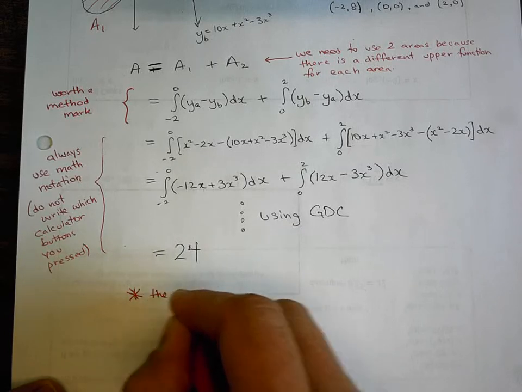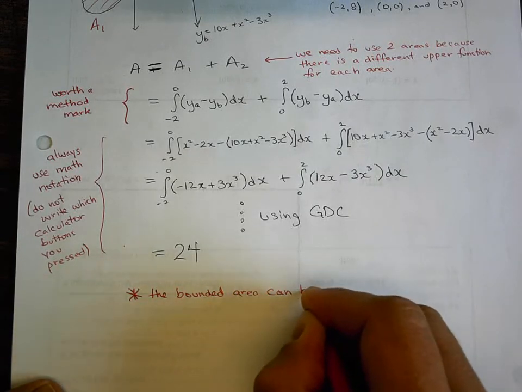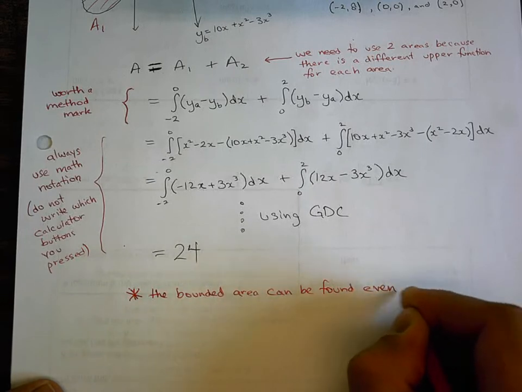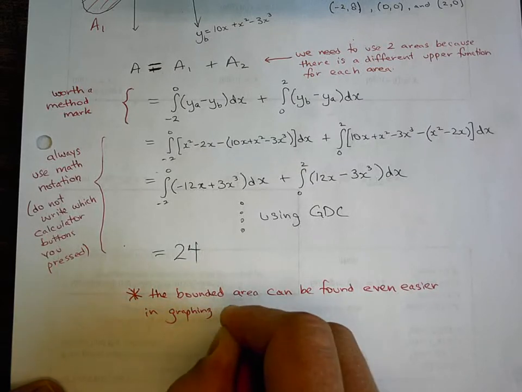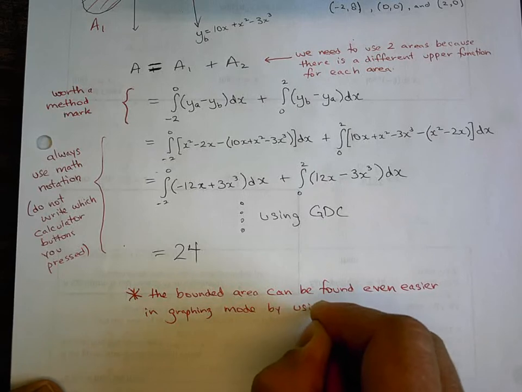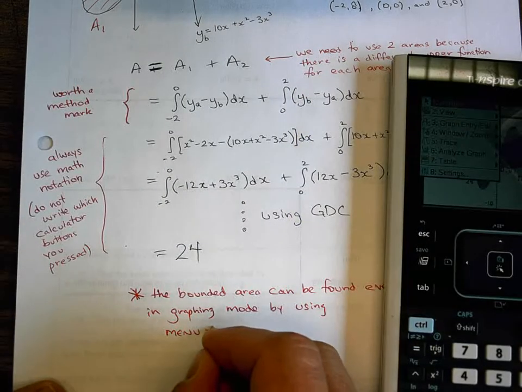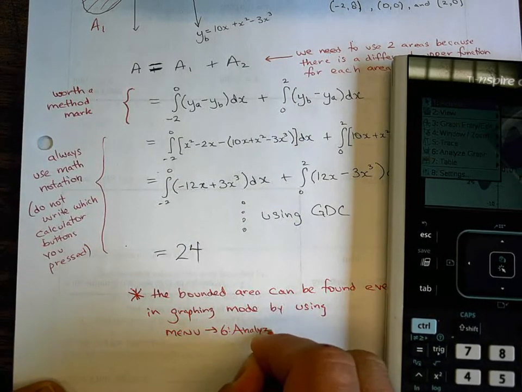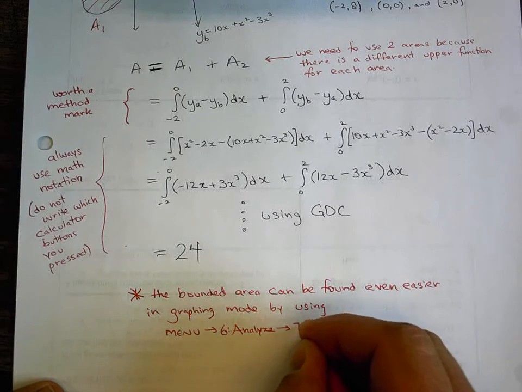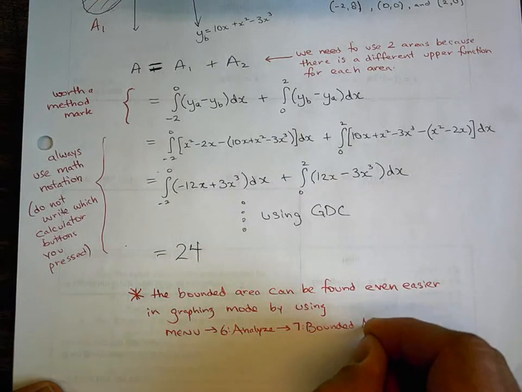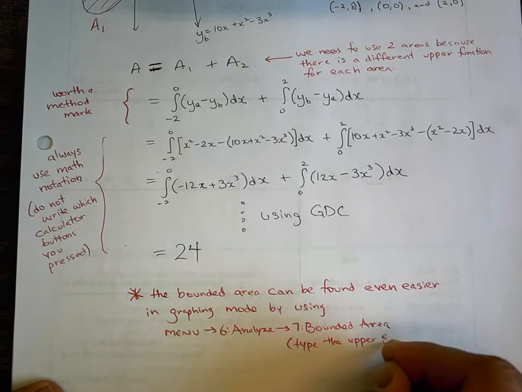The bounded area can be found even easier in graphing mode by using Menu, 6, Analyze Graph, the 7, bounded area. And I'll just say type the upper and lower bounds.